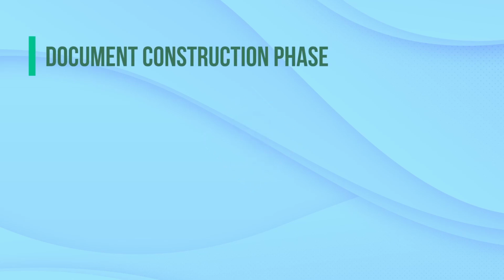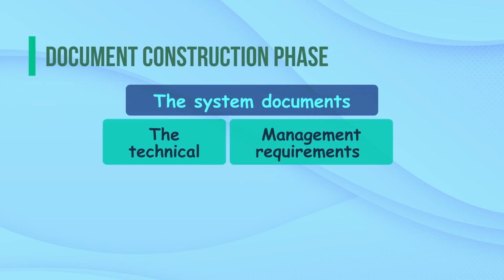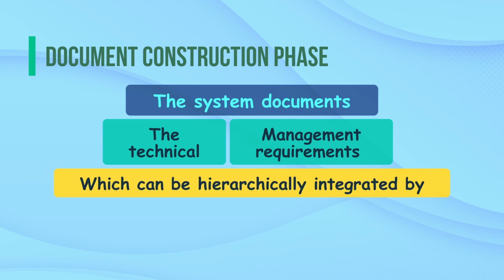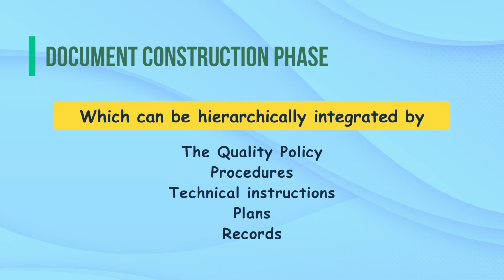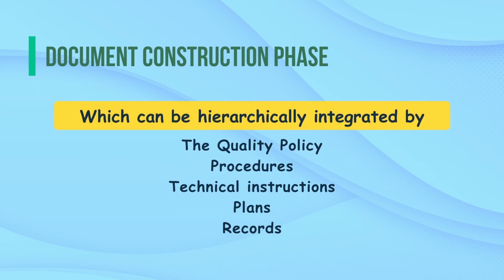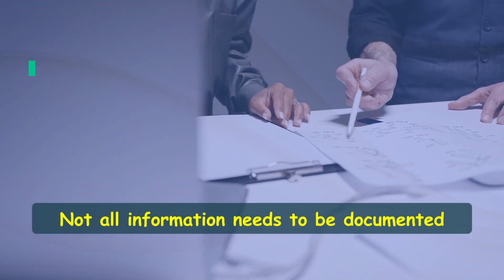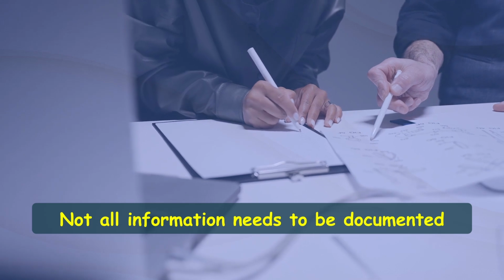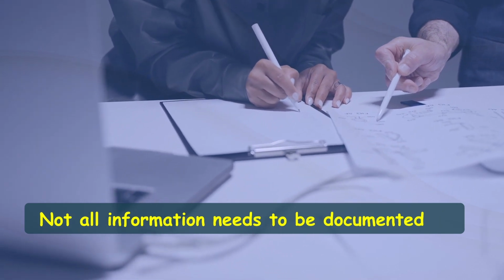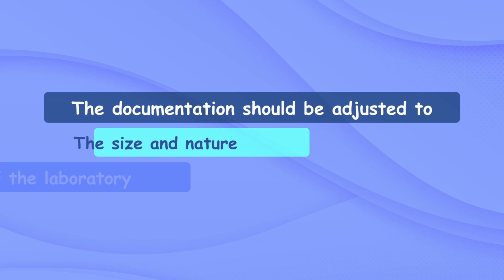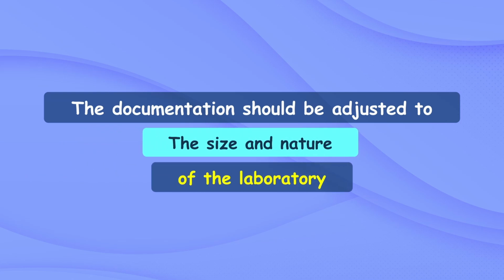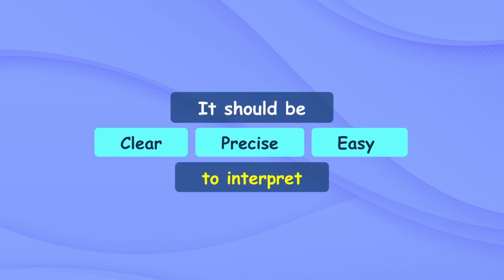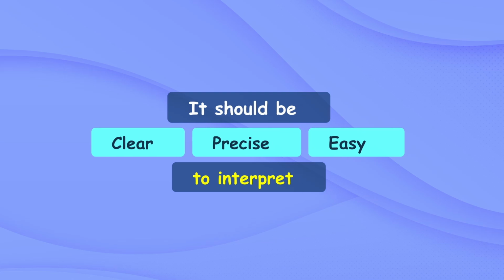2. Document construction phase. The formal preparation of the system documents is based on the technical and management requirements of ISO/IEC 17025, which can be hierarchically integrated by the quality policy, procedures, technical instructions, plans, and records. Not all information needs to be documented. The laboratory is free to choose the size and details of its documentation. Some recommendations you can consider during this phase are: the documentation should be adjusted to the size and nature of the laboratory. It should be clear, precise, and easy to interpret.